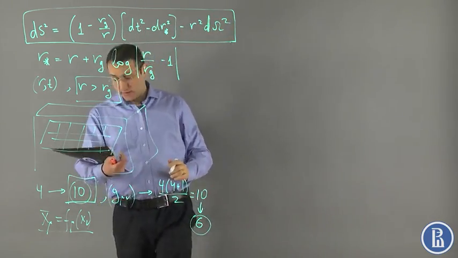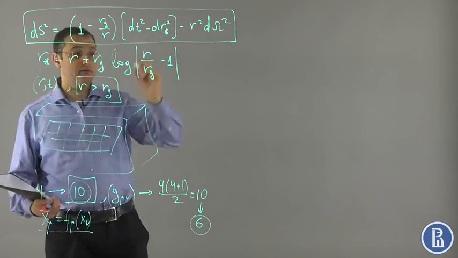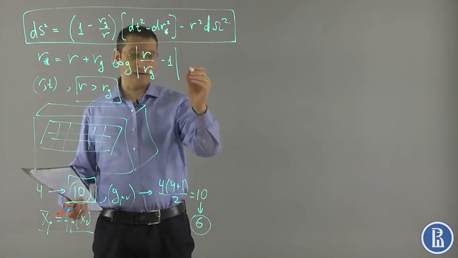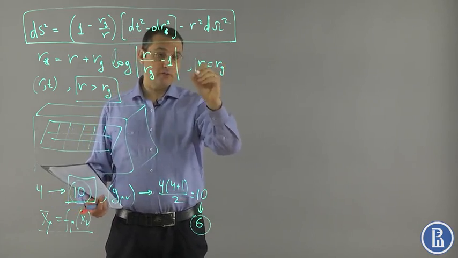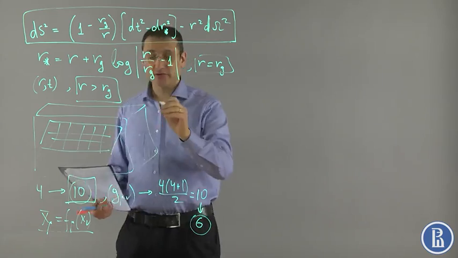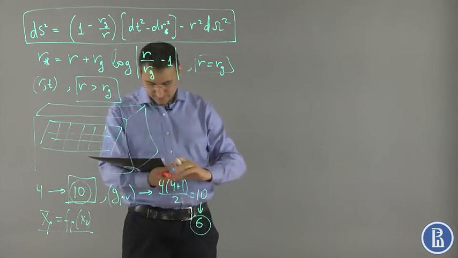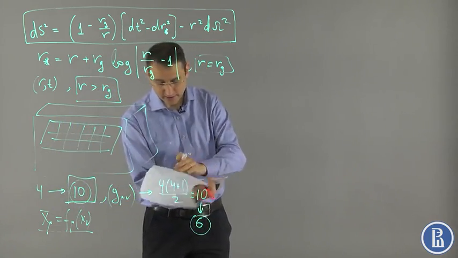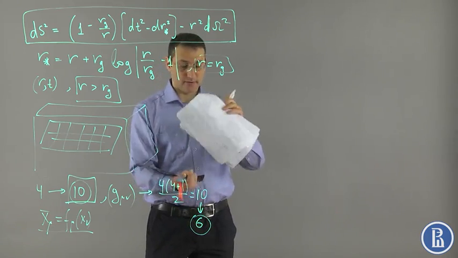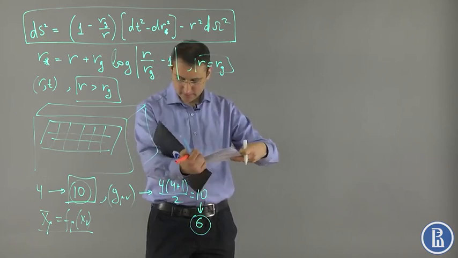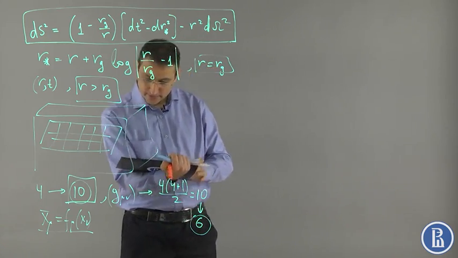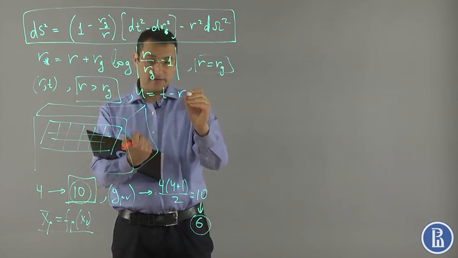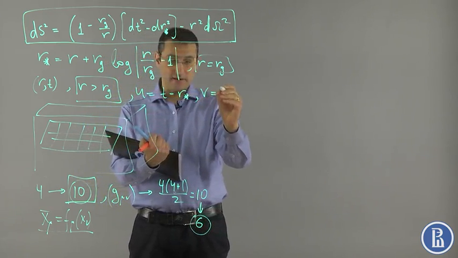So how do we do that? This metric is singular at r equals rg. We want to get rid of this singularity. How do we do that? We use the following coordinates. We propose light coordinates u and v: u equals t minus r star, and v equals t plus r star.